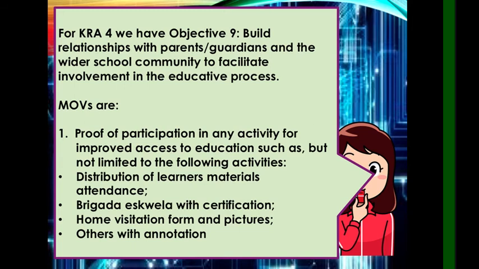So what are the MOVs under this objective number 9? First, proof of participation in any activity for improved access to education such as, but not limited to, the following activities. First, distribution of learners' materials with attendance. Obviously, if you are an advisor, of course, you distribute learners' materials, right? And the students or the guardian who get the materials write their attendance, right? So you have that.